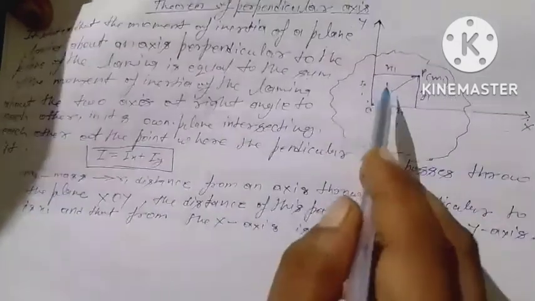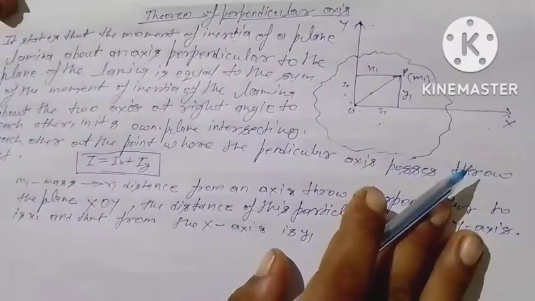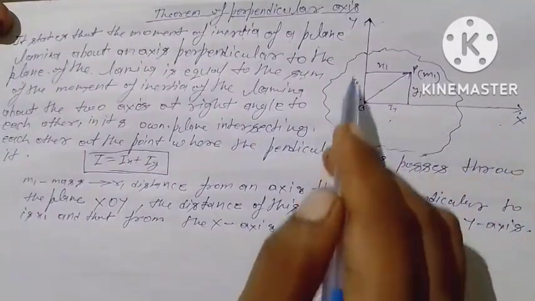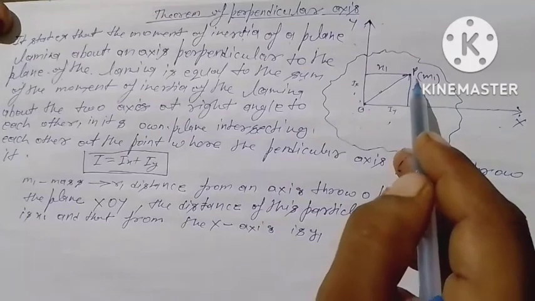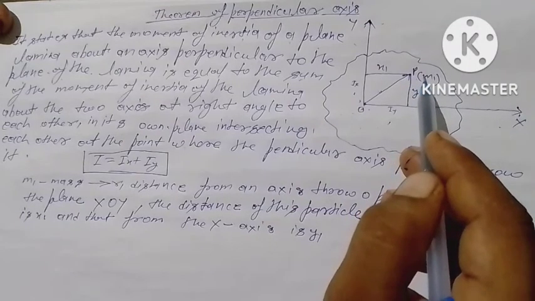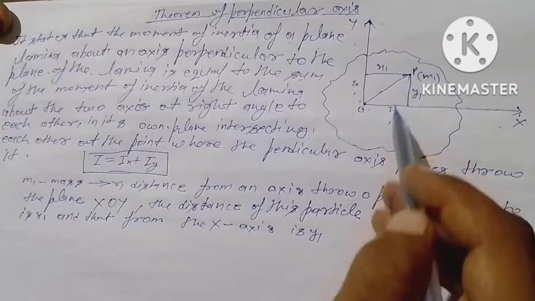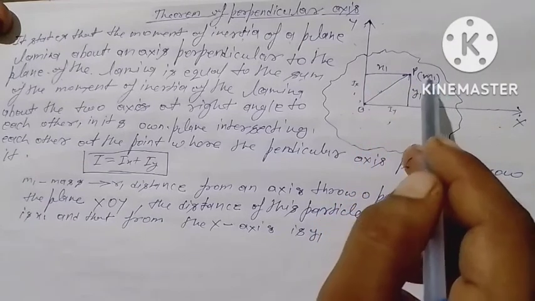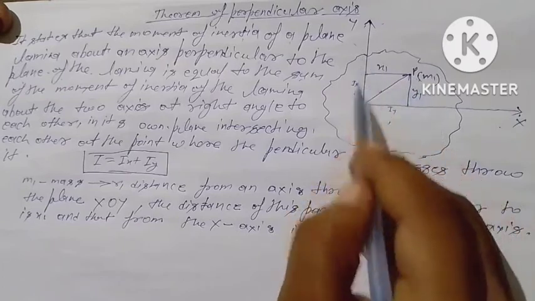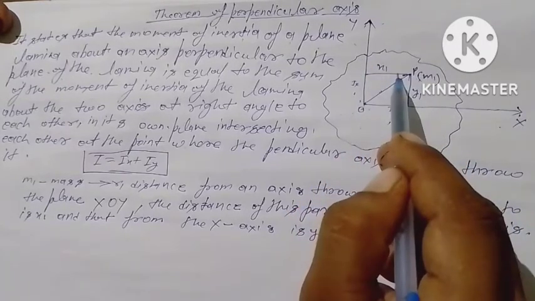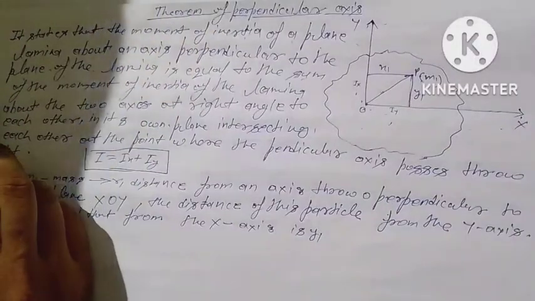Let OX and OY be the two perpendicular axes in the plane of the lamina. Let M1 be the mass of a particle at distance R1 from the axis through O perpendicular to the plane XOY. The distance of this particle from the y-axis is x1 and that from the x-axis is y1. Okay?